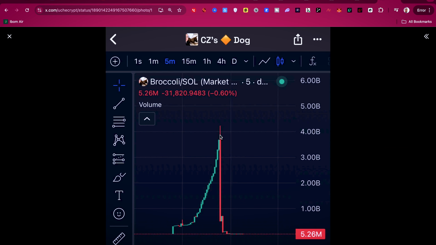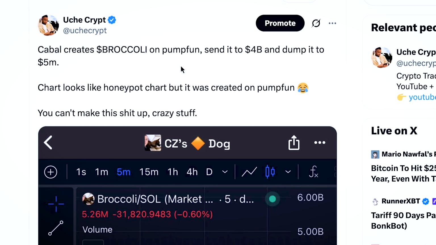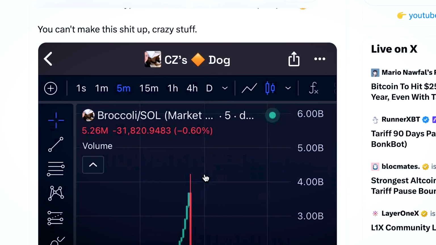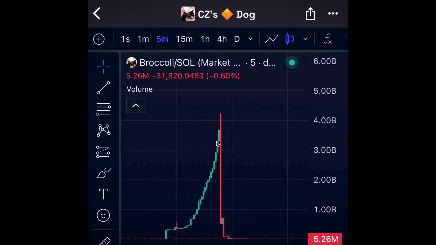And I posted that Cabals created Broccoli on Pump Fun, sent it to $4 billion and dumped it to $5 million. So they've actually dumped it at the point when I posted, but I saw it initially, and I told my Telegram people that this coin is going to be a rug coin, right? And that's why you have to be in my Telegram channel. If you're not, make sure you're joining. The link is going to be in the description. And then what happened? It went up as high as $4 billion and it crashed.